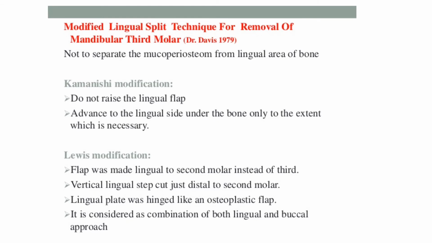Now let's see the modifications of the lingual split technique for removal of mandibular third molars. As per Dr. Davis in 1979, the modification involves not separating the mucoperiosteum from the lingual area of bone, and as per Kamanishi modification, don't raise the lingual flap, advance to the lingual side under the bone only to the extent which is necessary. As per Lewis modification, the flap was made lingual to the second molar instead of the third molar, and a vertical lingual step cut is placed just distal to the second molar.